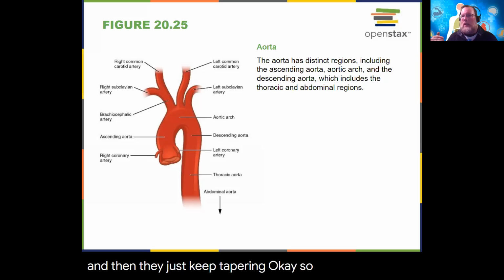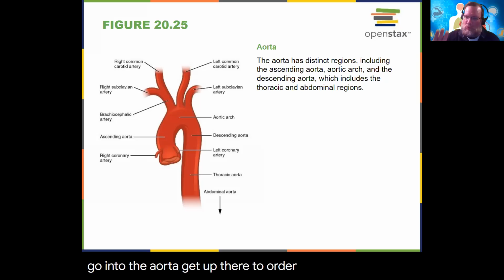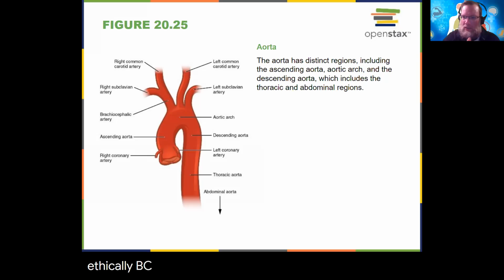Okay, so again, as we leave the left ventricle and go into the aorta, get up the aorta, we're going to have the brachiocephalic first, left common carotid, and then left subclavian. So alphabetically, B, C, S. Bowl championship series, right? Anyway, brachiocephalic first. So it's going to be going to the right side, right head for cephalic, right arm for the brachial.